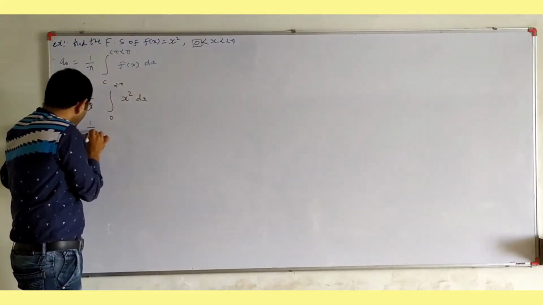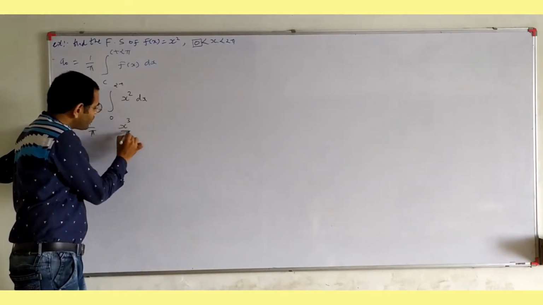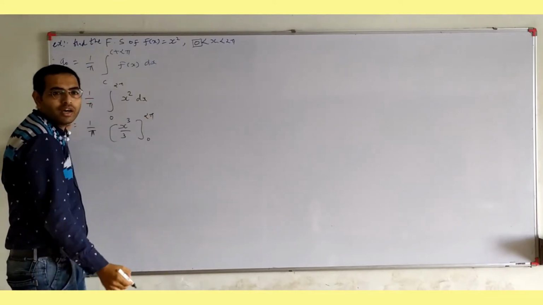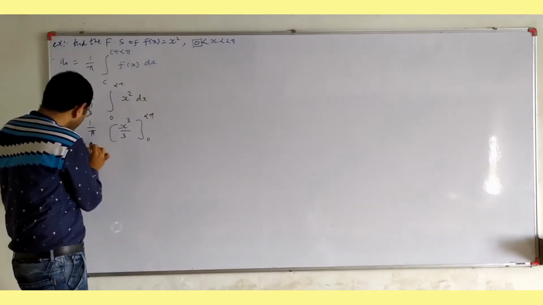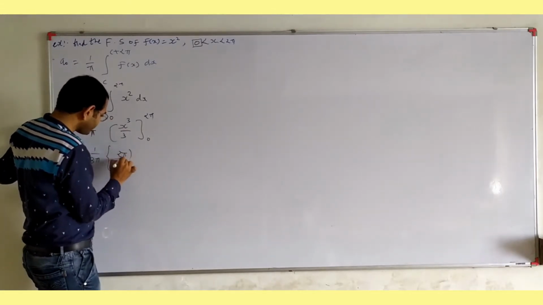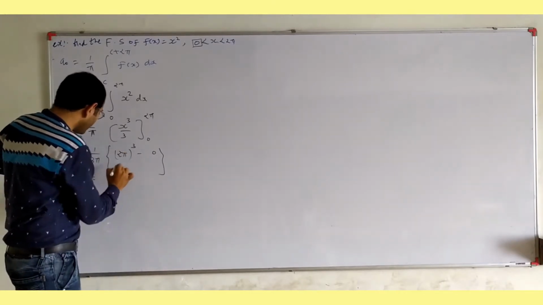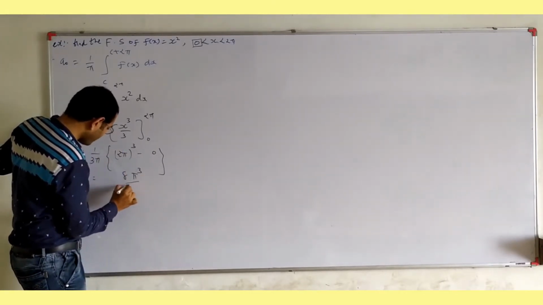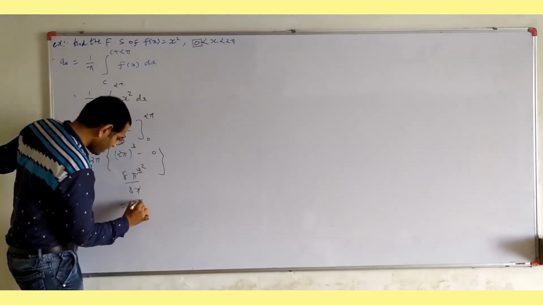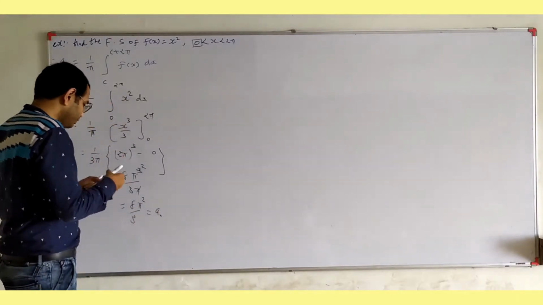Then 1 upon pi integral of x square, that is x cube by 3, from 0 to 2 pi. Then upper limit minus lower limit, with 3 constant. Then 2 raised to 3 is 8, so 8 pi cube by 3 pi, and 1 pi cancels out. Then we get 8 pi square by 3, that is the value of a0.